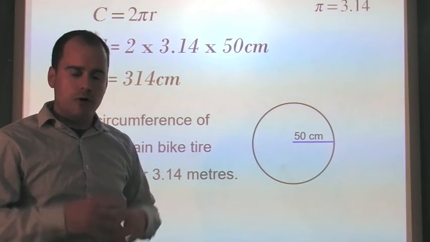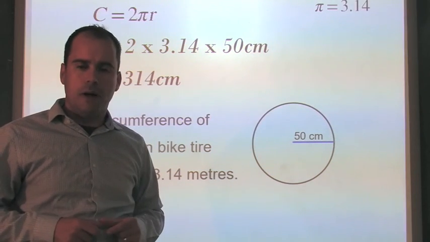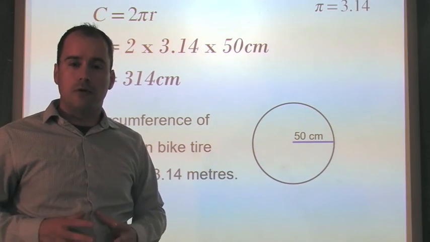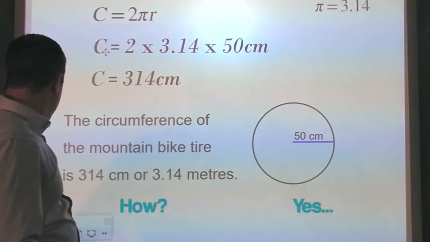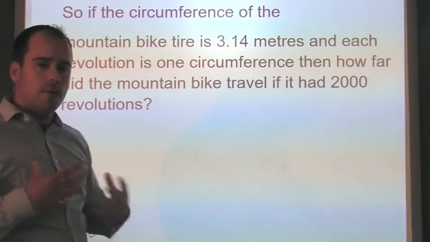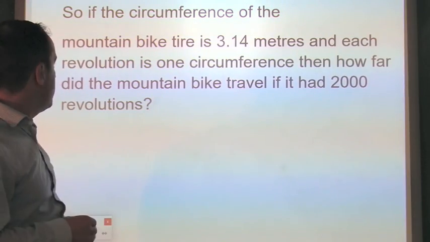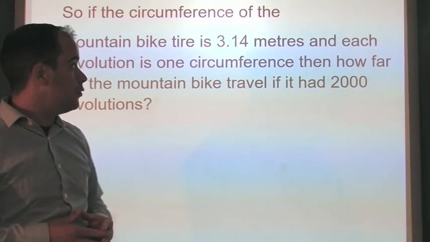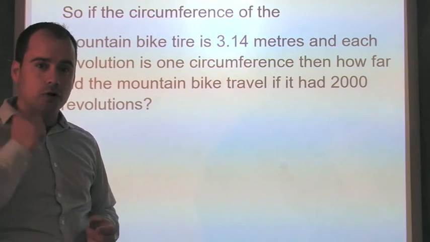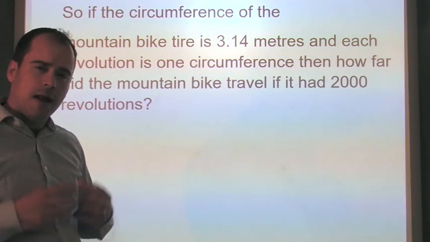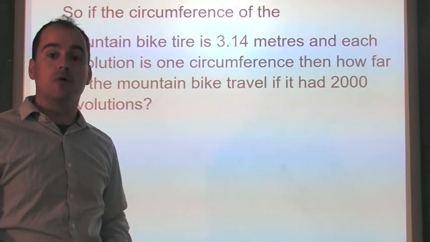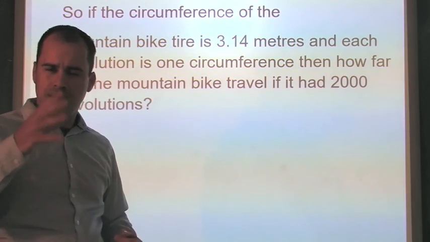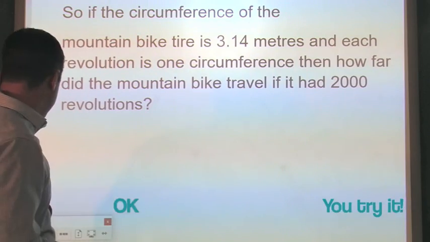Now remember the original question? You're having trouble looking at your bike screen and it said 2,000 revolutions. Well, now we can figure it out. This is what we need to do. If the circumference of the mountain bike tire is 3.14 meters and each revolution is one circumference, then how far did the bike travel if it went 2,000 revolutions? Let's see if you can figure that out.